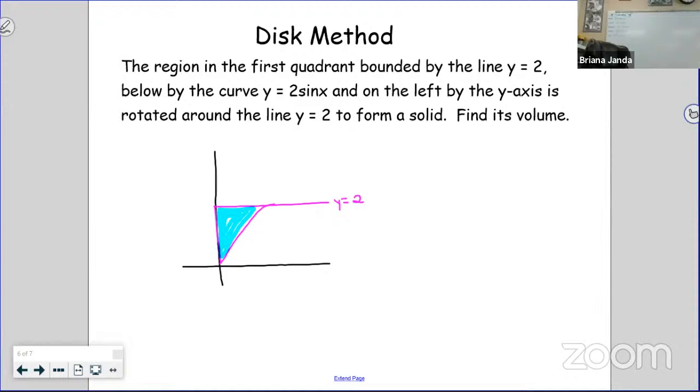This time they've asked us to revolve that shaded region around our line y equals 2. Which means, if I consider flipping this over that, it's going to end up being like that. And if I were to consider a disk, I would draw a circle around that line that connects my top function down to my bottom function.